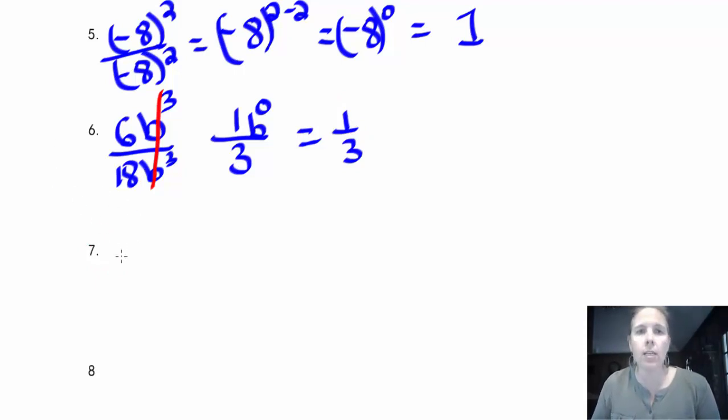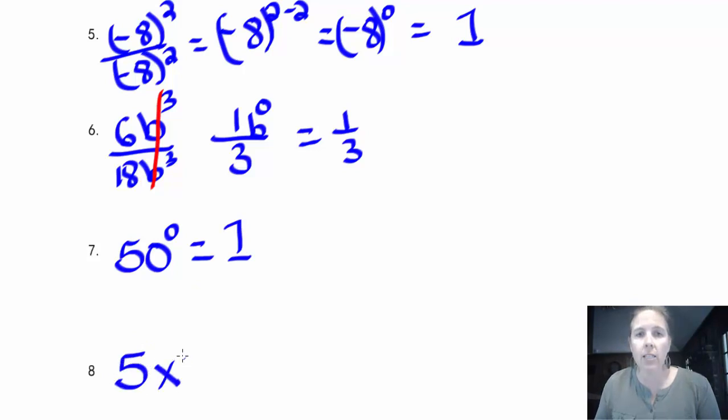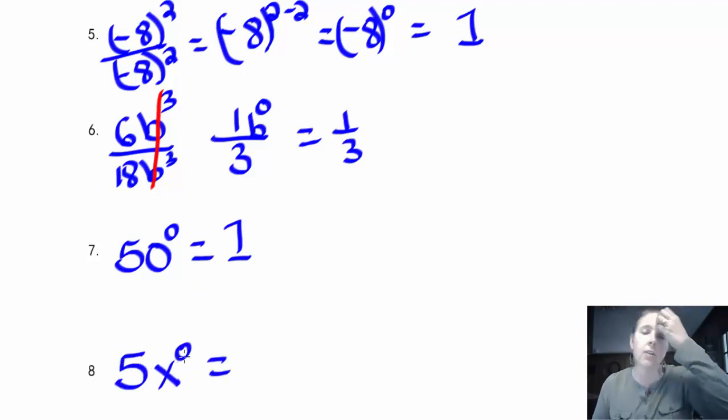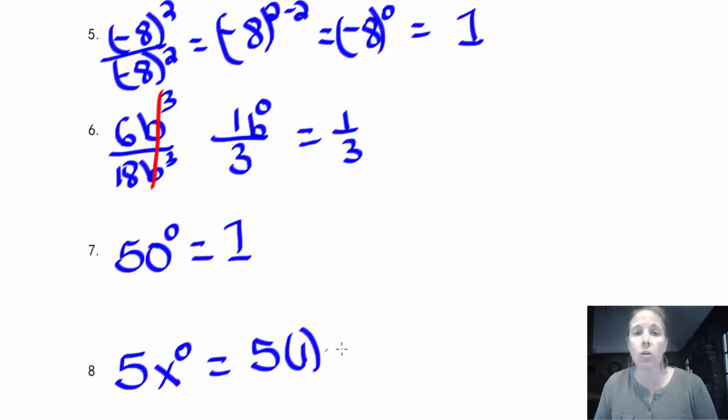Okay, so an easier one, 50 to the 0 power, 1. Now where it gets a little tricky is 5x to the 0 power. That 0 is only to that x. It is not to the 5. If the whole thing was in parentheses, that'd be different. It's only to that x. So this really becomes 5 times 1. Again, you don't have to write that step. But you have to know that this equals 5 because that 0 is only to that x. Okay, I think we just have a little bit more.